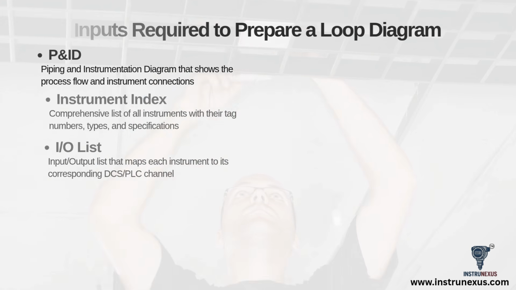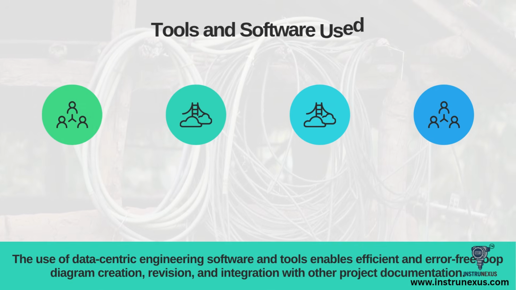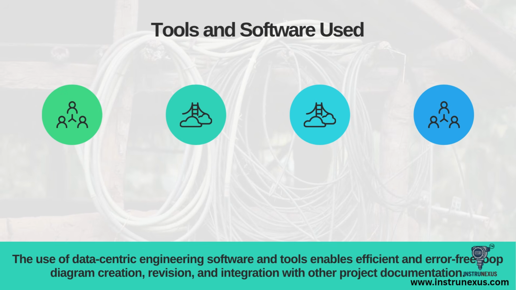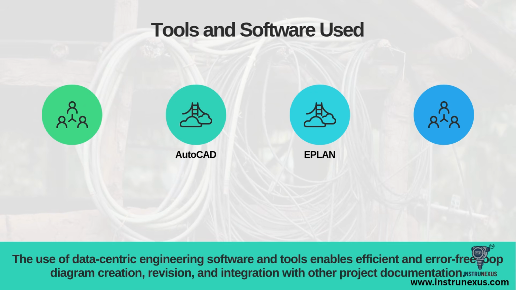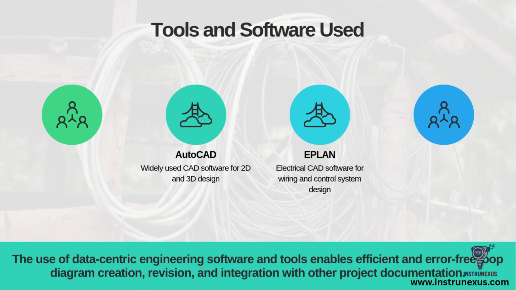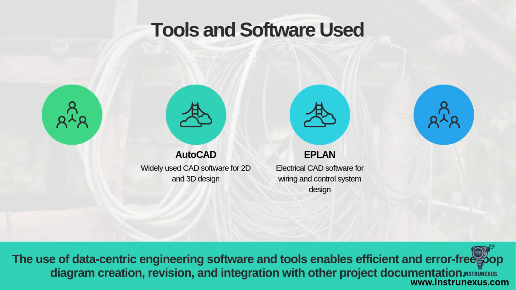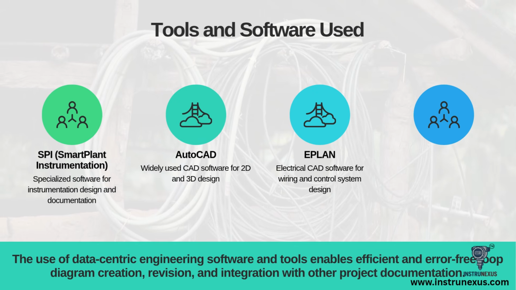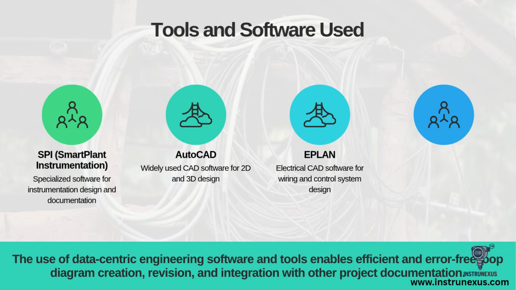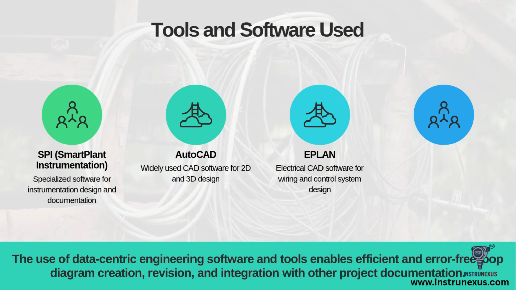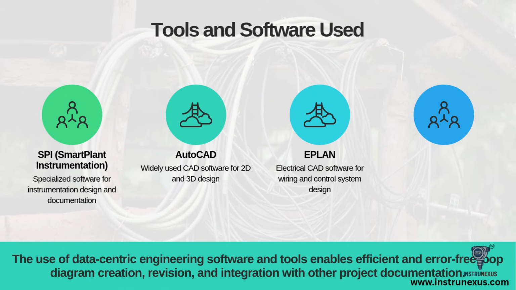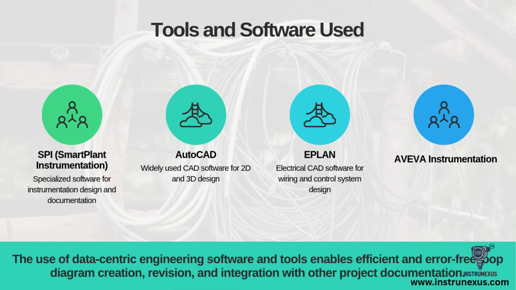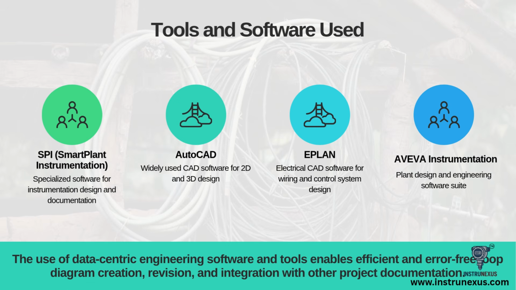system topology. In modern engineering, we use specialized software to create and manage these complex documents. While simple diagrams can be drawn in AutoCAD, which is a widely used general CAD software, large-scale projects rely on database-driven tools. The industry standard for many years has been SPI, or Smart Plant Instrumentation. This is a specialized software built specifically for instrumentation design. Other major players include Aveva Instrumentation, which is part of a larger plant design suite.